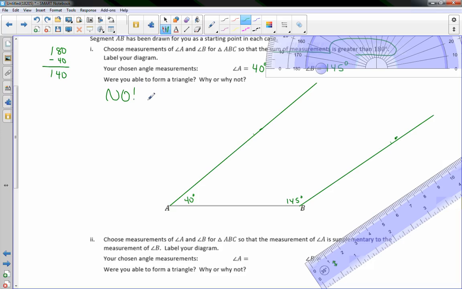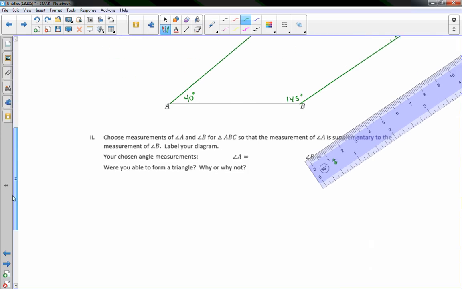And the reason? The sum of the angles in a triangle add up to 180 degrees. 40 plus 145 is greater than 180, so I don't have any more degrees to add to these two to get my third angle, so it's impossible.